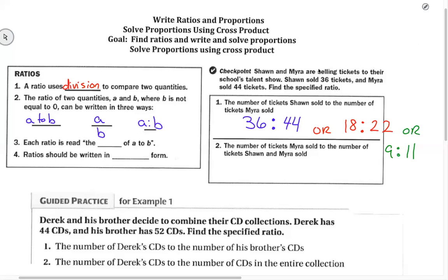The number of tickets Myra sold, well, we know that is 44, to the number of tickets Sean and Myra sold. Well, how many tickets were sold? How did you get 80?